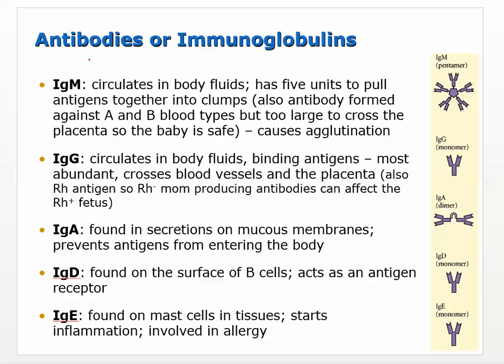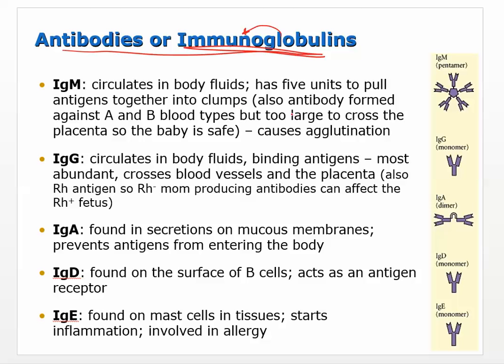Okay, so briefly going through the different antibodies or immunoglobulins. Globulin just indicates that it's a globular protein that's associated with immune function. So antibodies are immunoglobulins. Immunoglobulin M, that's what the Ig stands for. IgM circulates in body fluids, has 5 units to pull antigens together into clumps. So it's good at reaching out and clumping a bunch of antigens together.